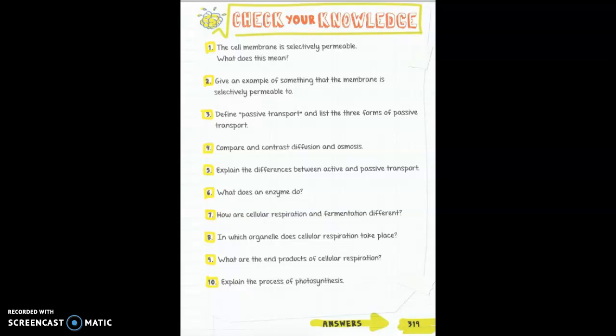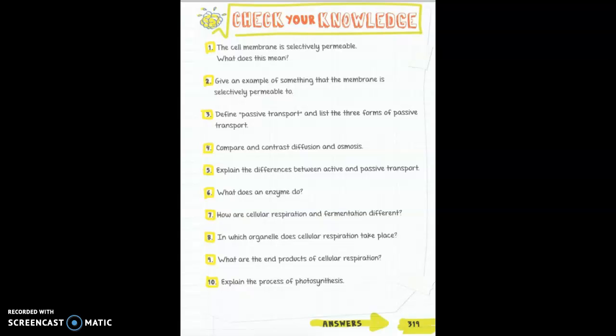Number three, define passive transport and list the three forms of passive transport. Number four, compare and contrast diffusion and osmosis. So how are they different and how are they the same? Number 5, explain the differences between active and passive transport. Number 6, what does an enzyme do? Number 7, how are cellular respiration and fermentation different?